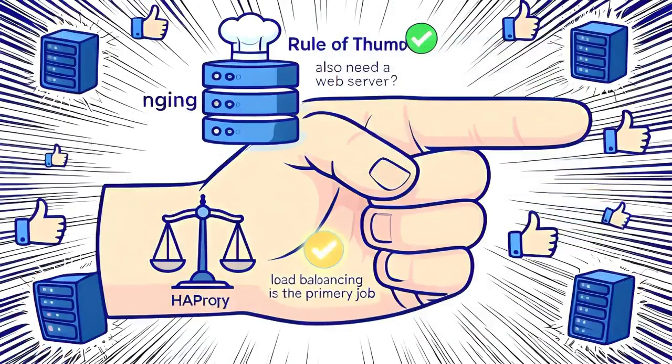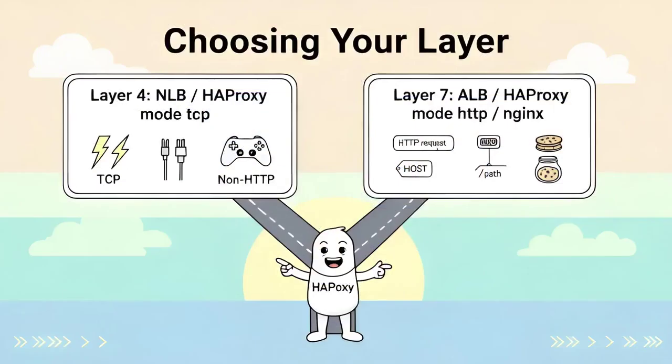The rule of thumb is simple. Pick Nginx when you also need a web server doing real work on the box. Pick HAProxy when load balancing is the primary job and you want maximum flexibility, granular routing, and deep observability into every connection. So when you are choosing your layer, the answer is dictated by the traffic. Reach for layer 4, AWS NLB or HAProxy in mode TCP, when you need raw performance and your traffic is non-HTTP. Reach for layer 7, AWS ALB, HAProxy in mode HTTP, or Nginx, the moment you need path, host, or cookie-based routing. Match the layer to the problem, and the rest falls into place.